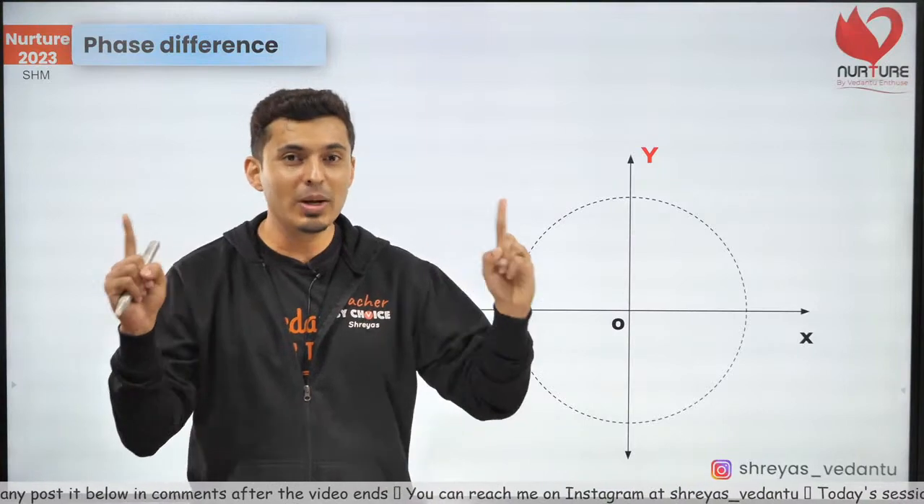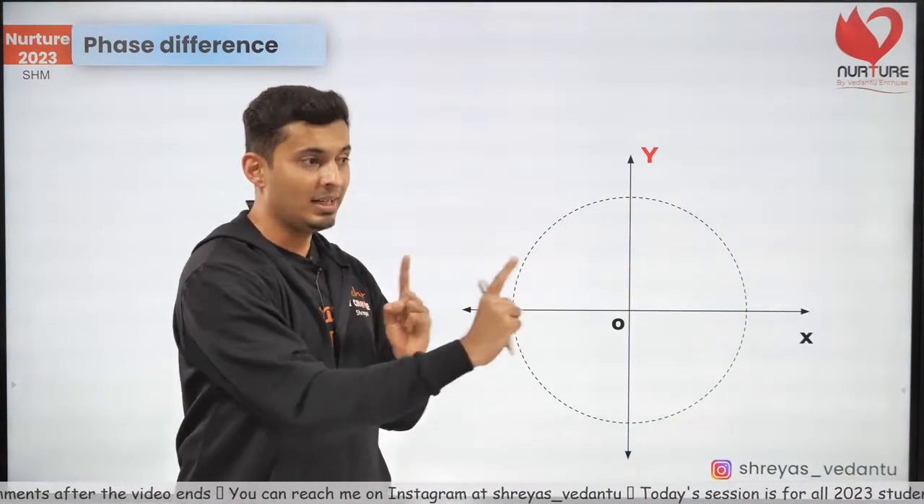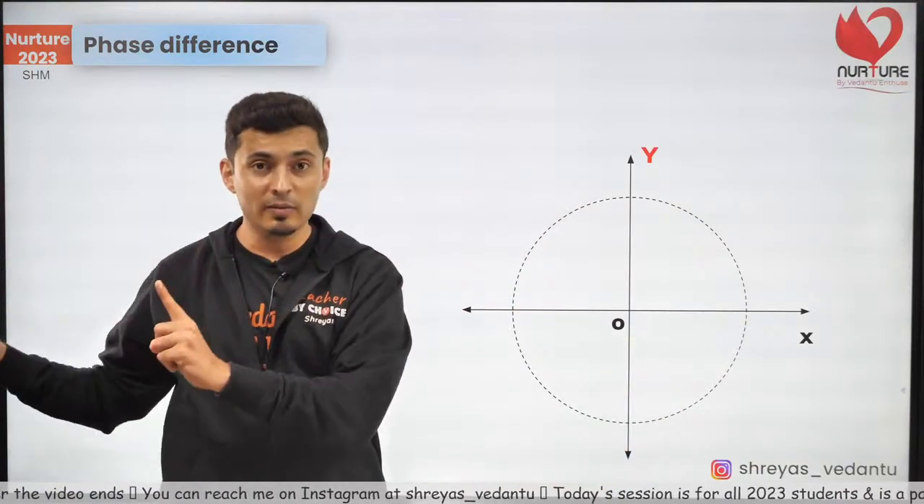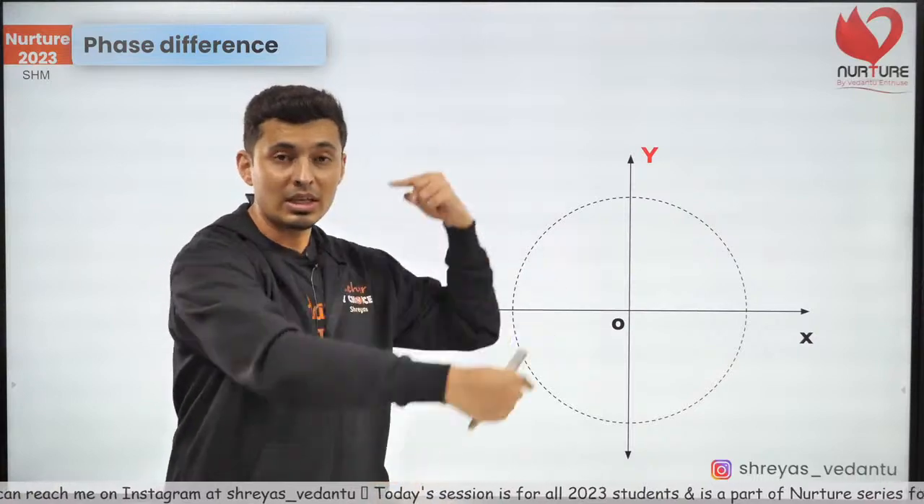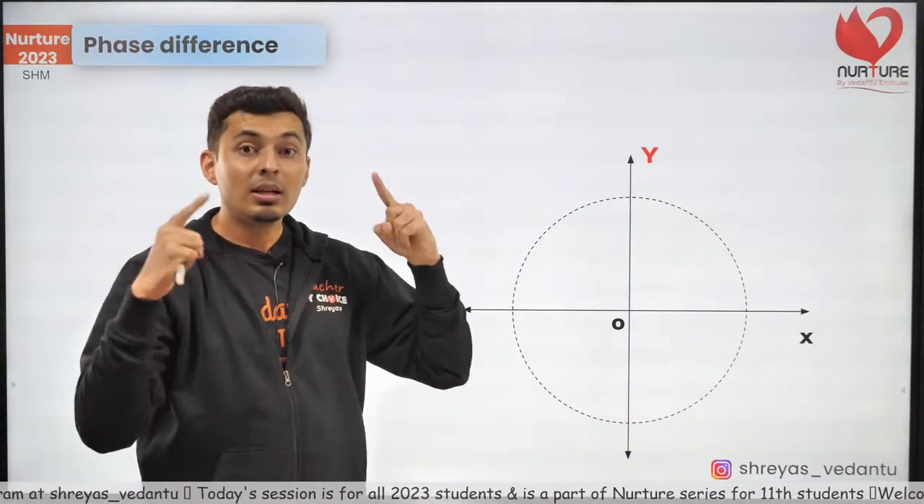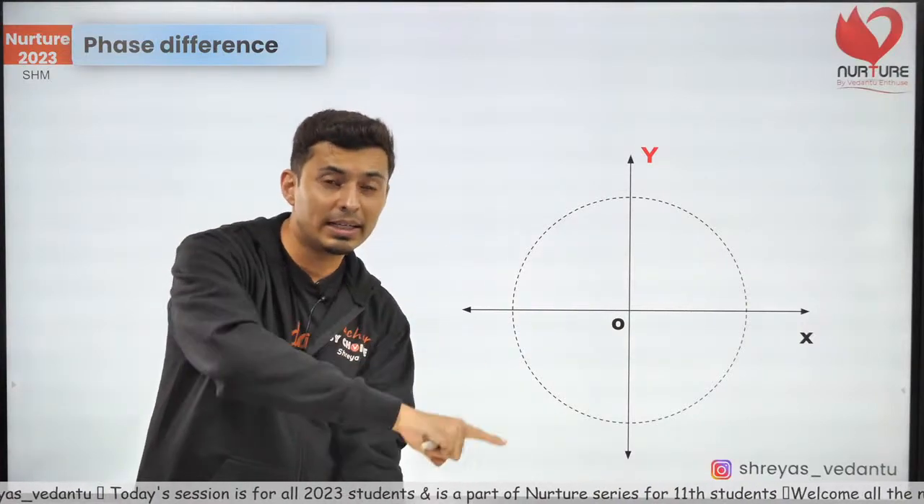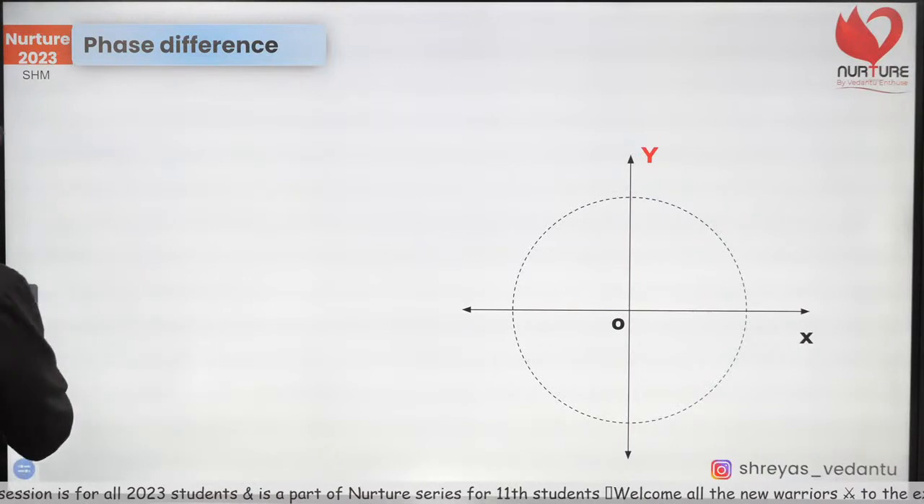So, when you have two SHMs, imagine one SHM is going like this, another SHM is also going like this. Each one of them will have circular motions associated with it. The phasors will also be rotating. I'll just give an example out here.